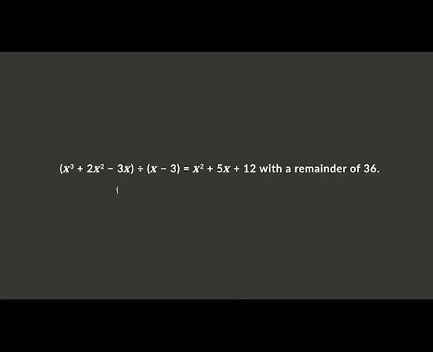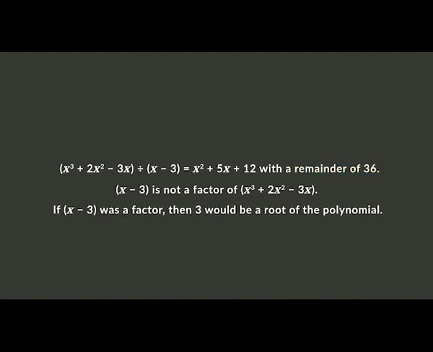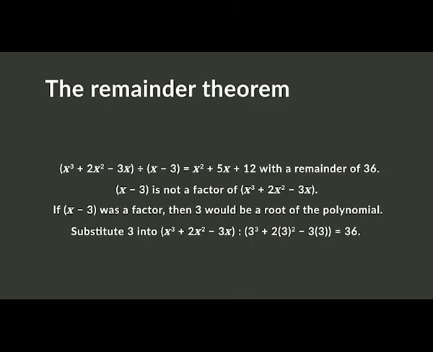For example, we found that x minus 3 is not a factor of x cubed plus 2x squared minus 3x because we did the long division calculation and got a remainder of 36. The root of the expression x minus 3 is 3 because this is the number that will make the expression equal to 0. If we took this value of 3 and substituted it for x, we know it will not make the polynomial equal to 0 because 3 is not a root of the polynomial. But what would happen instead? We would get an answer of 36, which is the same as the remainder. This leads us to the remainder theorem.